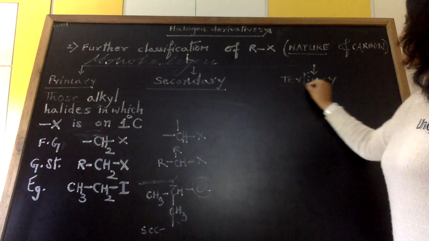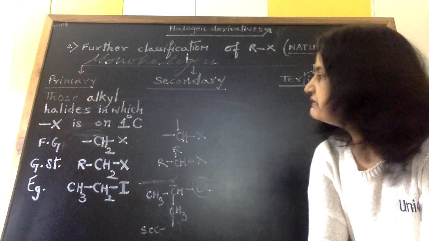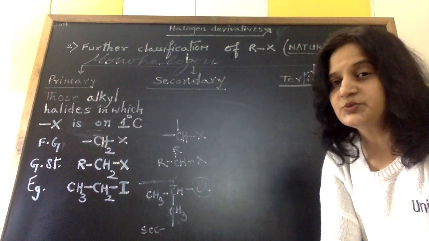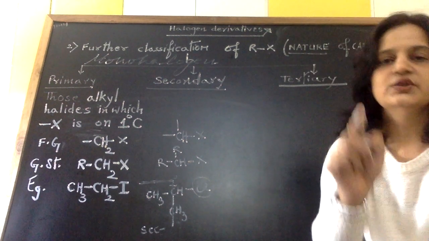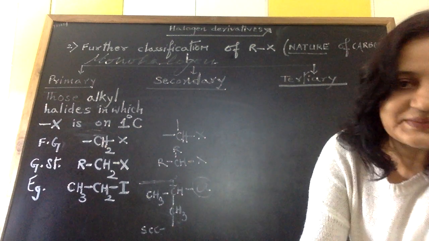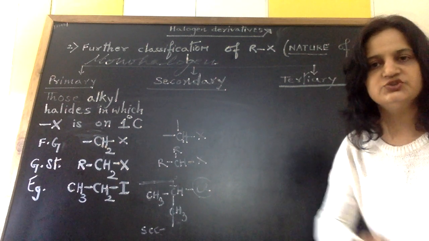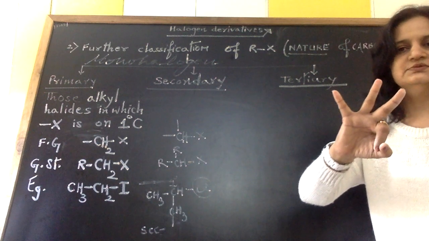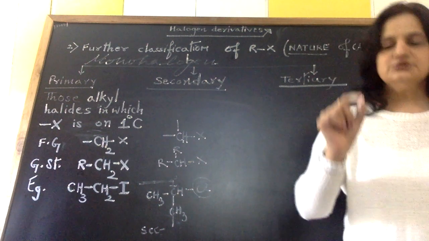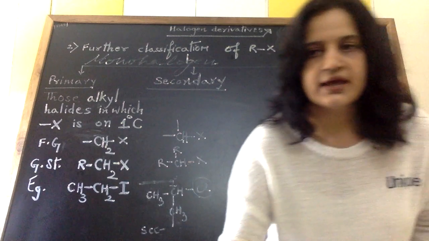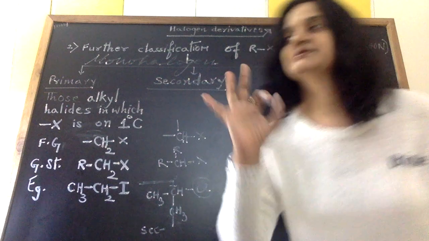Next we go to tertiary alkyl halides. You can make the definition now. Can you? No? Okay. I think you can. Say the definition with me. Tertiary alkyl halides are those alkyl halides in which the halogen atom is attached to a tertiary carbon atom, that is that carbon which is directly attached to 3 other carbon atoms.